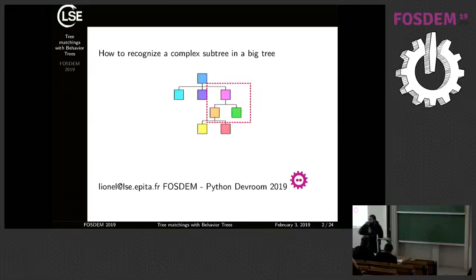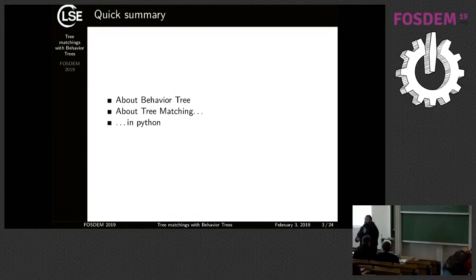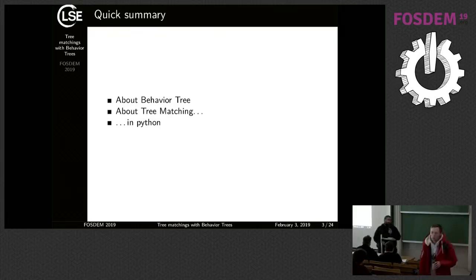So the aim of this presentation is to explain how to organize subtrees into complex and deep trees of data. It is related to Python, but you could use these techniques in any language that supports reflexivity. So we are going to speak about behavior trees and define them. After that, I will try to explain why we need tree matching and a common use case for using tree matching. And during the whole presentation, I put some code to explain how to do all this stuff.